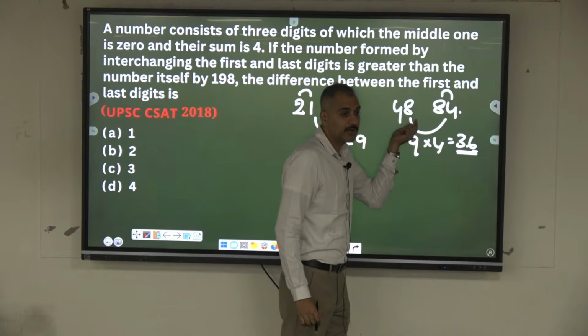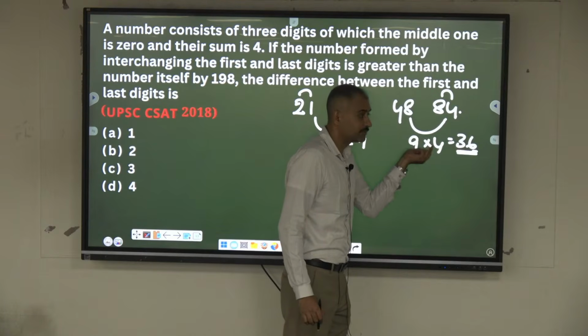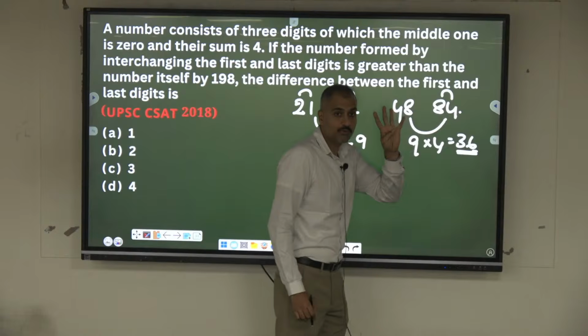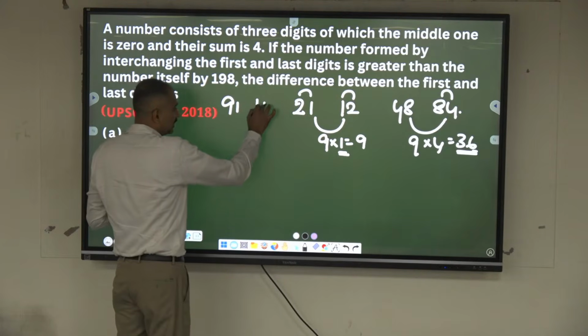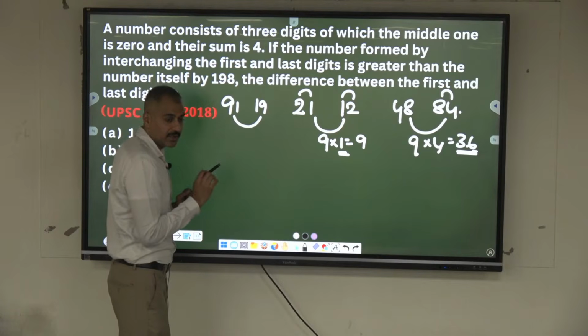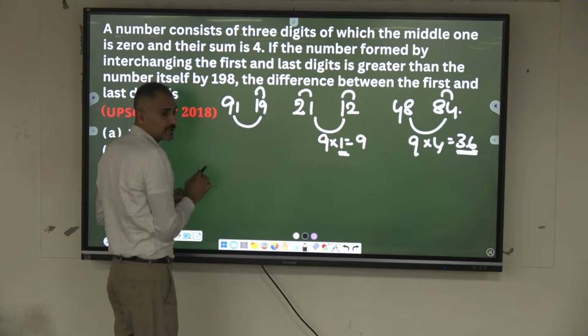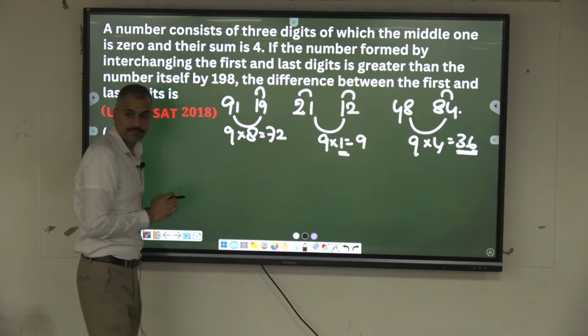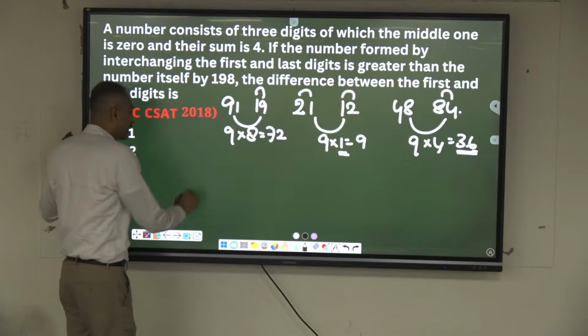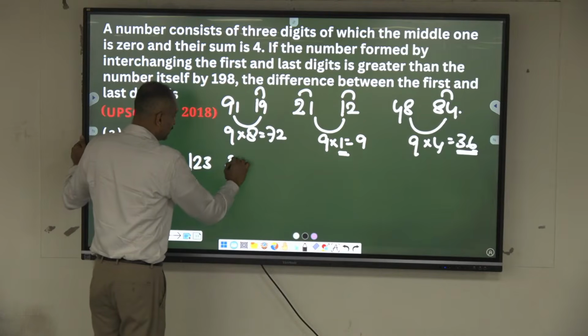The difference has to get divided by 9, how many times? 4 times, because the difference between the digits is 4. Understood? See, 91 and 19. The difference has to be divisible by 9 only. How many times of 9? Whatever the difference you see, 8. 8 into 9 is 72, the difference you see. Similarly, if I take a 3-digit number, 1, 2, 3, 3, 2, 1.